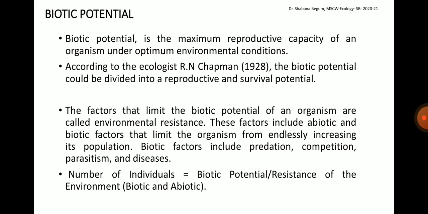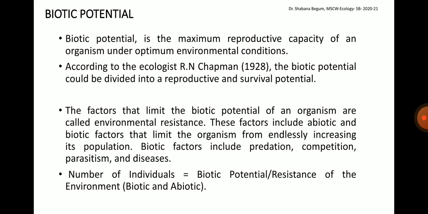And according to the ecologist R.N Chapman in the year 1928, the biotic potential could be divided into reproductive and survival potential. For example, an oyster can lay about 100 into 10 to the power of 6 eggs. A cod can lay about 9 into 10 to the power of 6 eggs. A salmon fish can lay about 14 into 10 to the power of 4 eggs. If all the eggs survive and hatch, the earth would have been full of only oysters, cods and salmons.